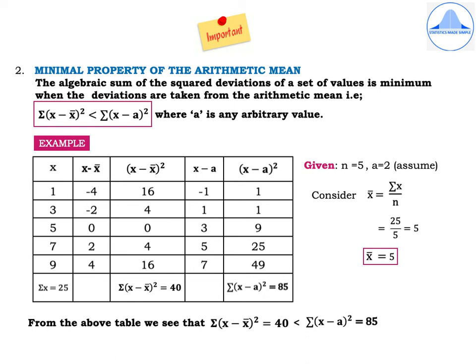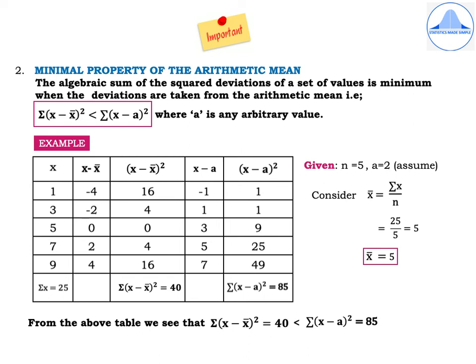Now in a similar way, let's find out in the fourth column x minus a values. So we have assumed a to be 2. So 1 minus 2 is minus 1, 3 minus 2 is 1, 5 minus 2 is 3, 7 minus 2 is 5 and 9 minus 2 is 7. And x minus a the whole square will be 1, 1, 9, 25, 49, or summation x minus a the whole square is equal to 85.